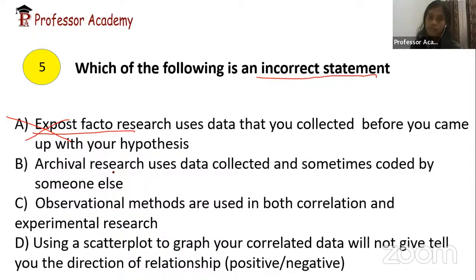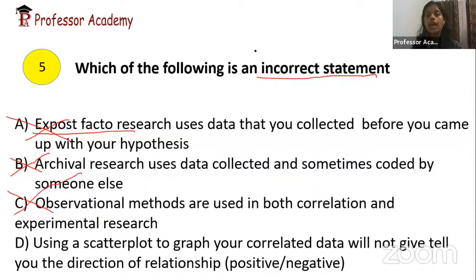Moving on to the archival research uses data collected and sometimes coded by someone else. True, because this is similar to the historical research which makes use of the historical records and data. So option B also is not the answer for the question. Observational methods are used both in correlation and experimental research. Definitely this too is also correct.